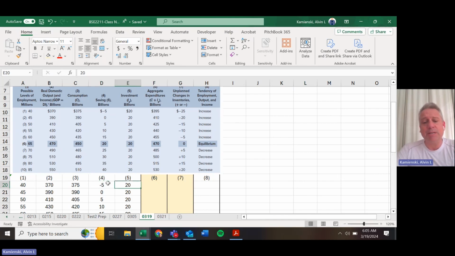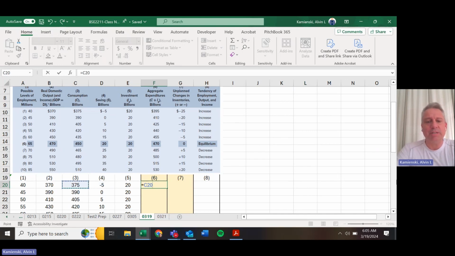Businesses step into the economy and they invest in things like long-term property, plant, and equipment to give an additional 22, what is then our planned aggregate expenditures in column 6, which would be equal to the consumption plus businesses. And now we see at that planned expenditures level, we have $395 worth of planned expenditures where we're only producing 370.